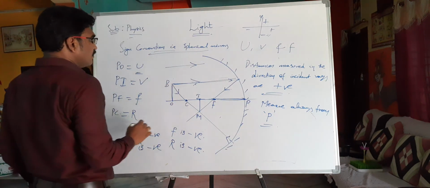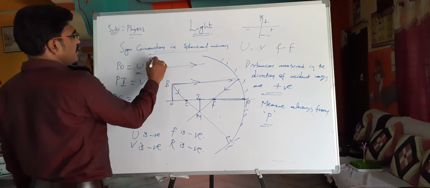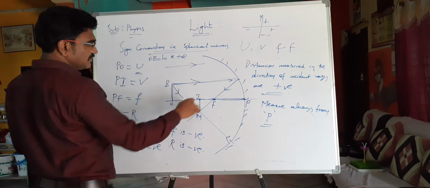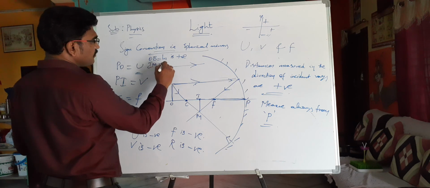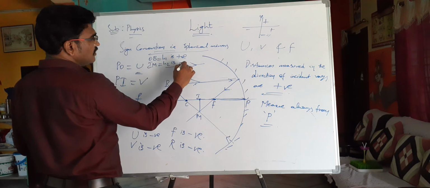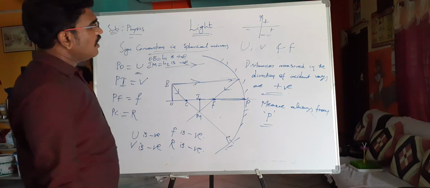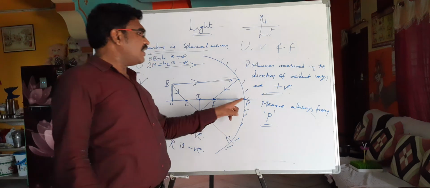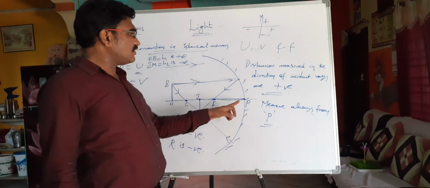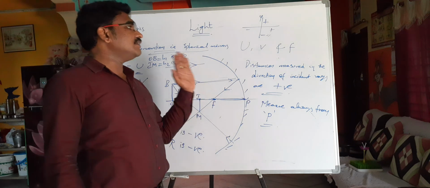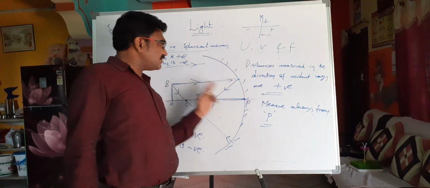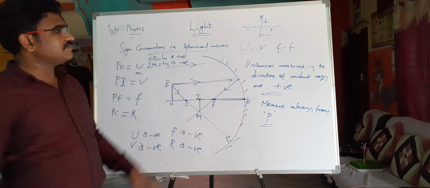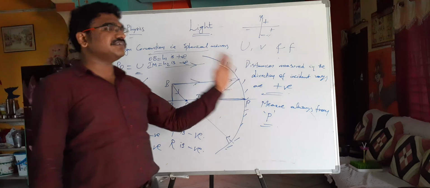Object height H1 is positive because it is above the principal axis. Image height H2 is negative because it is below the principal axis. This is how we are taking positive or negative. Sign convention: only two points you should remember. Always start measuring from P, and if you are measuring opposite to the direction of incident rays, then it is negative. If you are measuring in the same direction, it is positive.